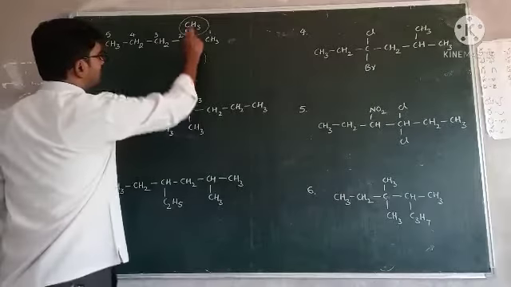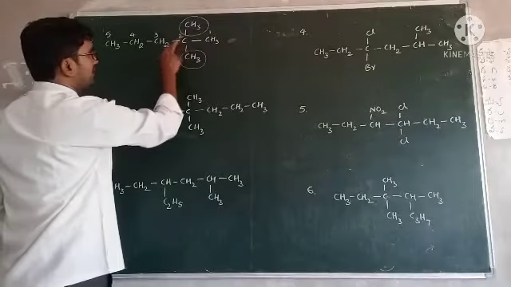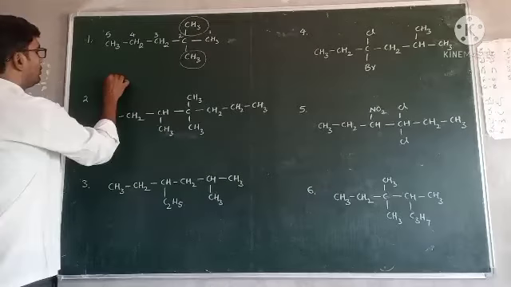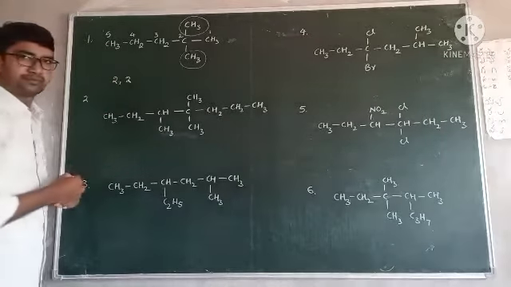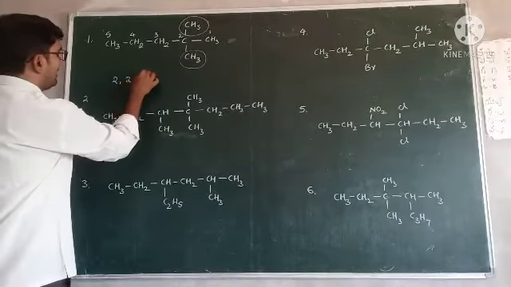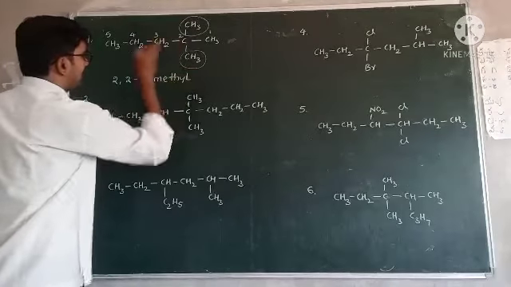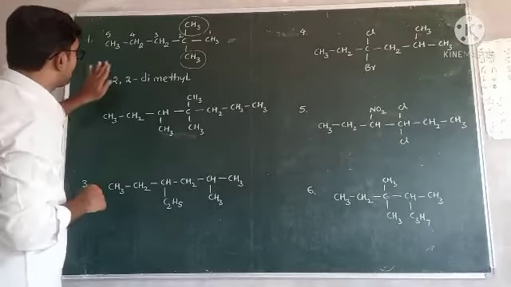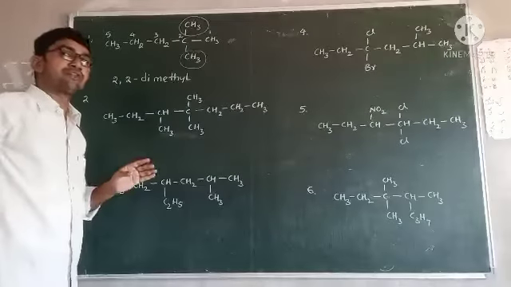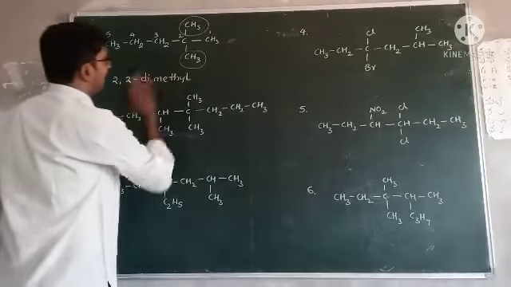There are 2 substitutions. These 2 are methyl groups, and both are attached to the same carbon. The carbon number is 2. So write 2, 2, because 2 methyl groups are there. That's why I write 2, 2 dimethyl. Most of the students write only one 2. That is wrong. Mention how many substitutions are there, and write the number of each substitution. Right? So 2, 2 dimethyl.